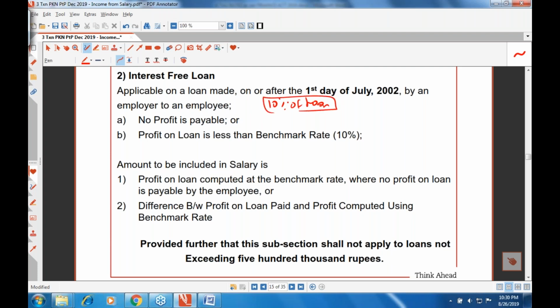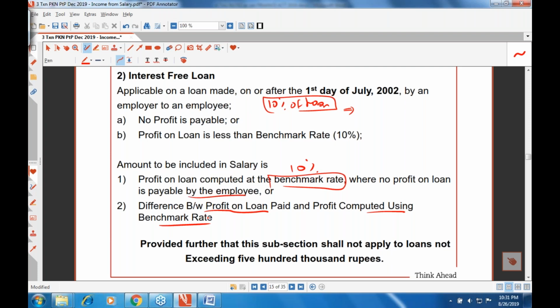Obviously, it's going to be time proportionate. The amount to be included in salary is profit on loan computed at the benchmark rate. Benchmark rate is 10%, where no profit on loan is payable by the employee, or the difference between profit on loan paid and profit computed using the benchmark rate.